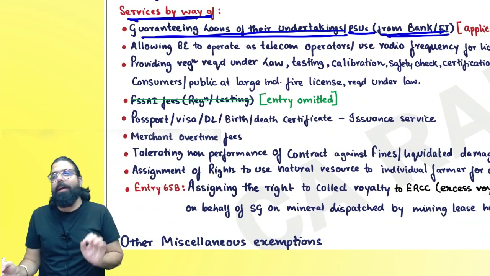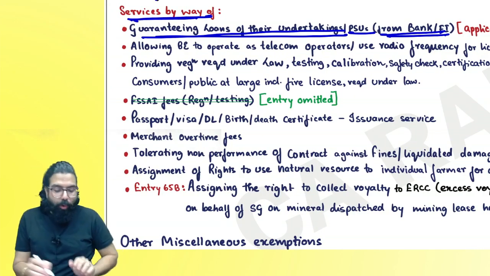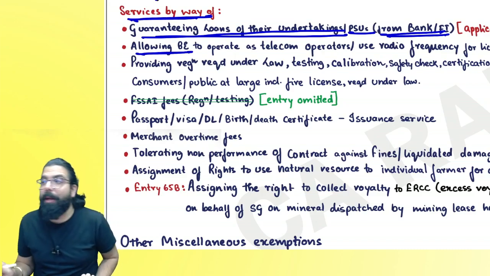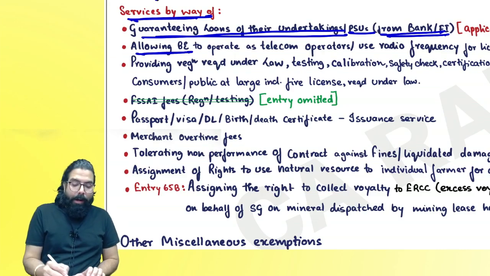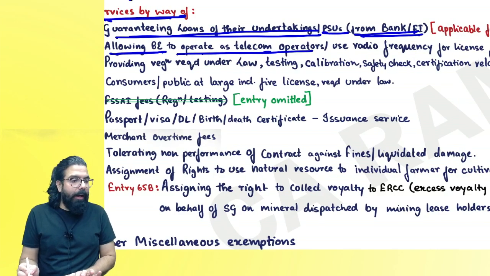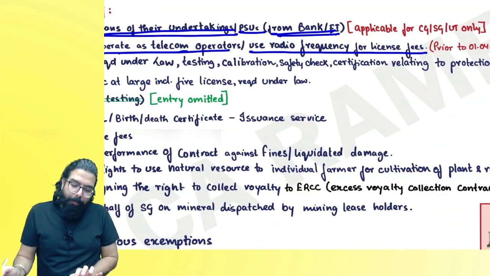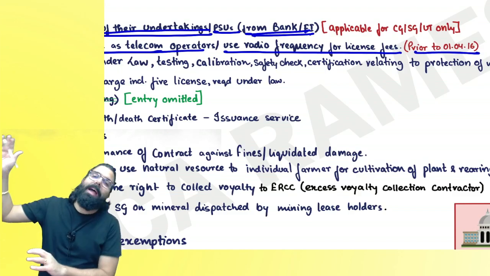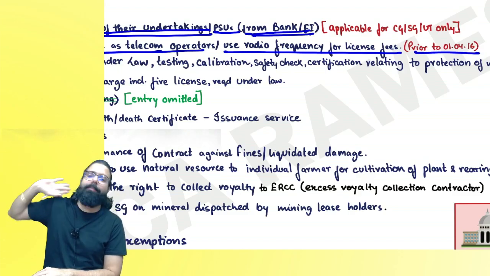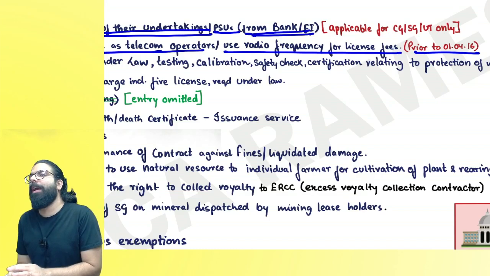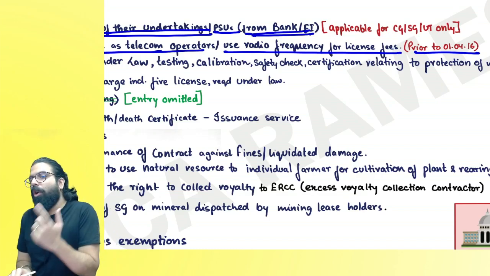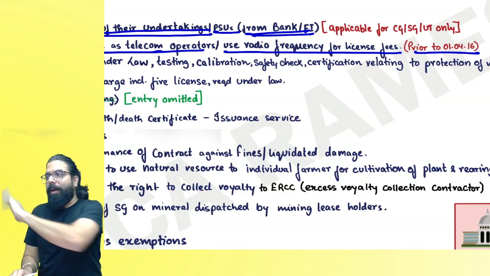Now, services given by the government. The government allows a business entity to operate as a telecom operator or use radio frequency for a license fee. For prior agreements, which were prior to 1/4/2016, this exemption was there. Currently, if the government gives any telecom license, etc., then it is always taxable.